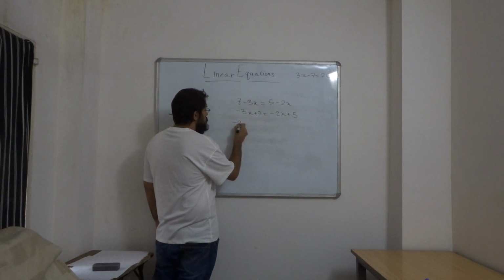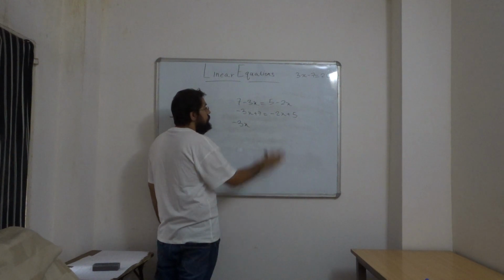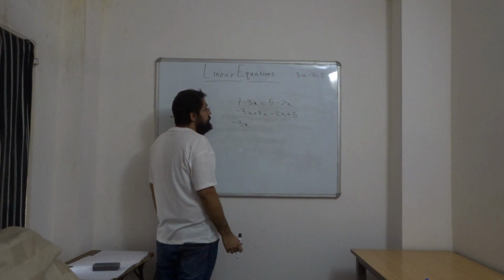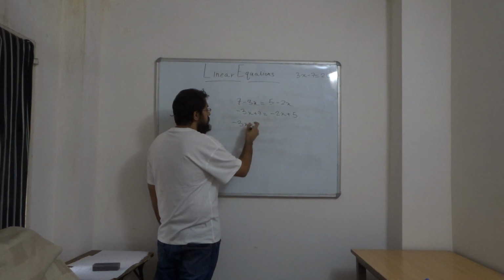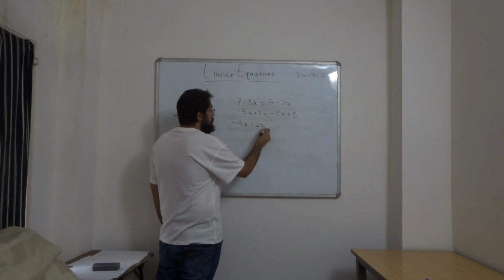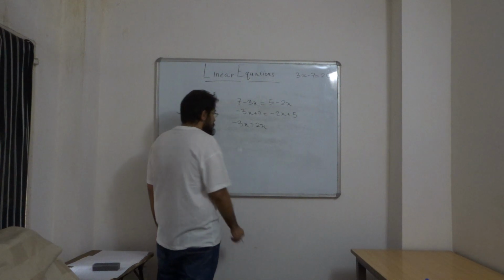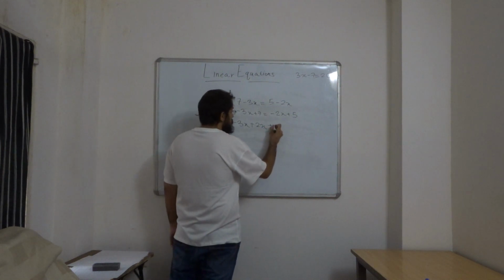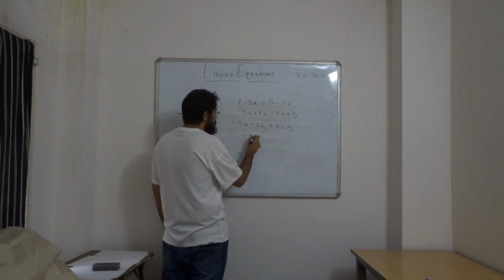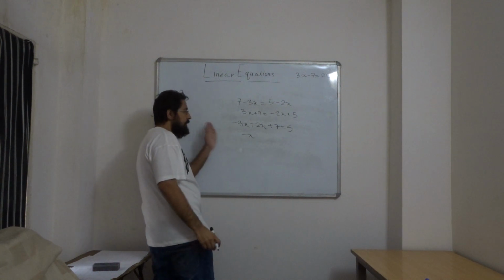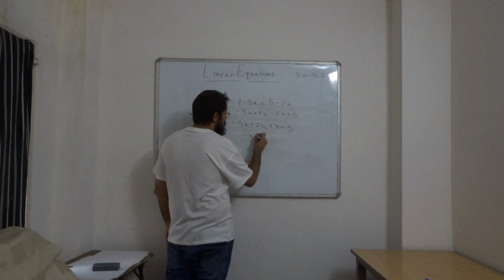So this is what you do, 3x. So obviously, it's negative 2x. So when we transpose 2x to the left hand side, the sign obviously inverses. So you have positive 2x. Okay, negative 3x plus 2x plus 7 equals 5. So you have negative x because you have more negatives than positives. So negative x plus 7 equals 5.